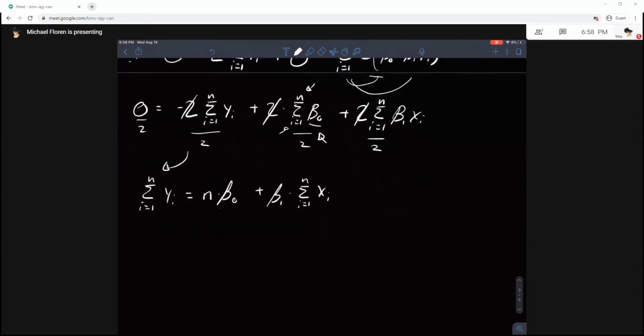Now, we want to get beta 0 all by itself, so we're going to need to divide everything by this n value. Now consider that when we have the sum of y divided by n, we had a term for this. This was y bar. When we have the sum of x divided by n, we have a term for this. This is x bar.